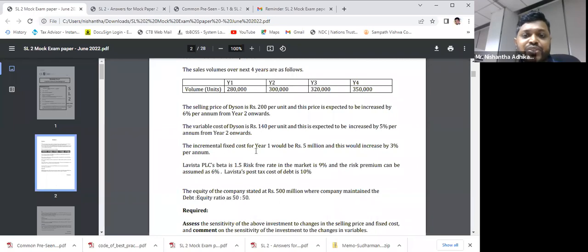The incremental fixed cost for year 1 would be 5 million, and this would increase by 3% per annum. Fixed cost you have to incur in year 1, 5 million. Then it will be increased by 3% over the next years.